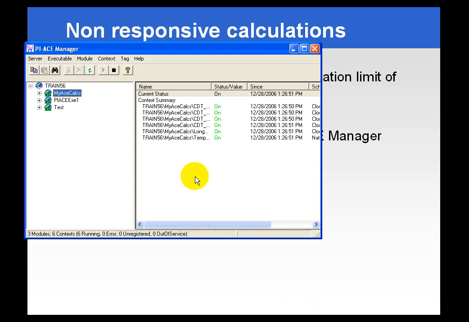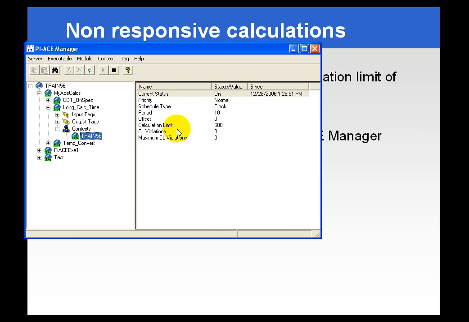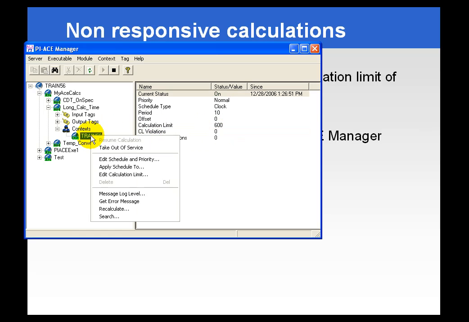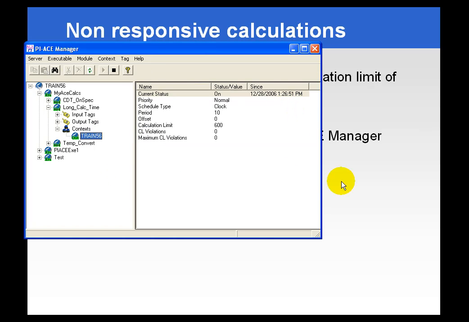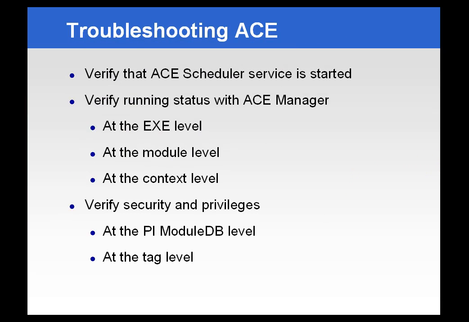And if you look at the ACE manager, if I drill down, I'll just pick a random calculation I have here. You'll notice that the calculation limit is 600. That's in seconds, and that is the calculation limit. That is the timeout value, if you will, for this calculation. And you can see I have no violations. You can change this by right-clicking on the specific context and edit calculation limit, and you can set a new number of seconds in that window as well.